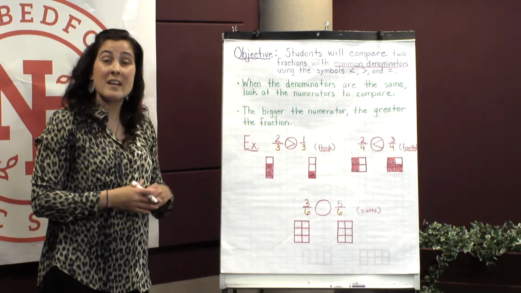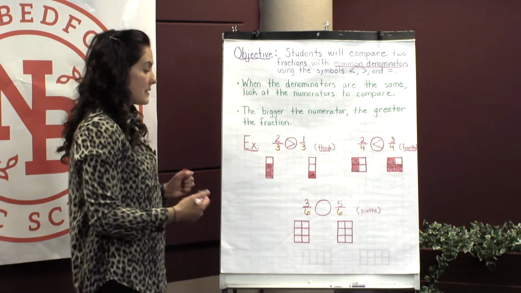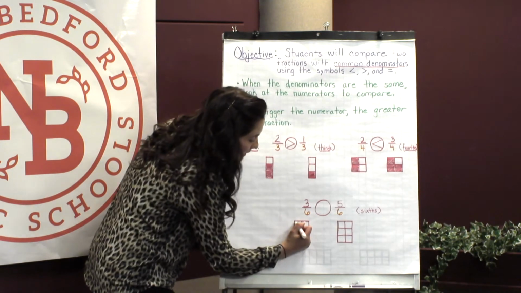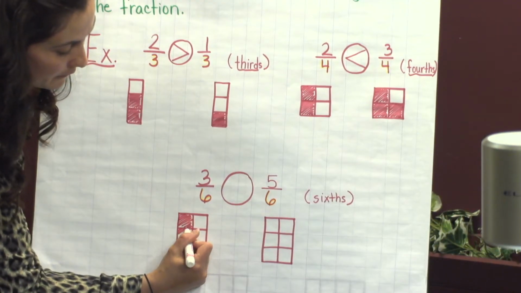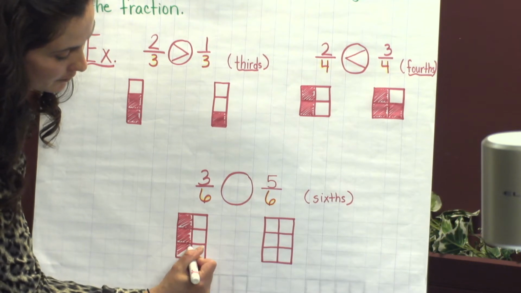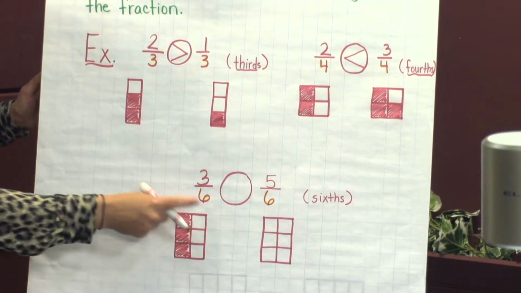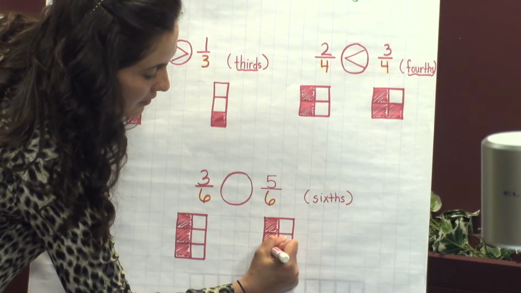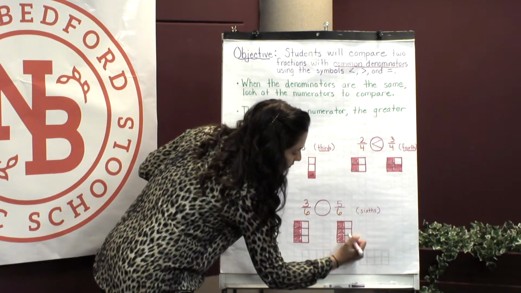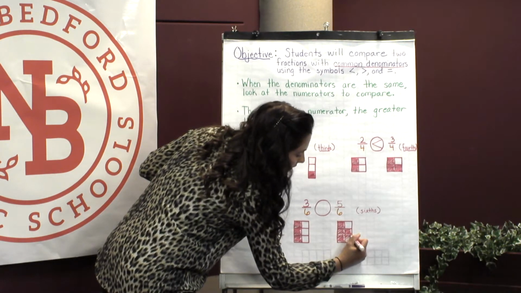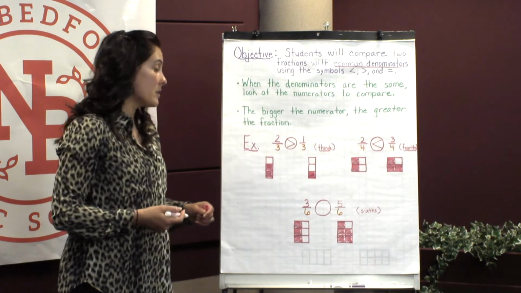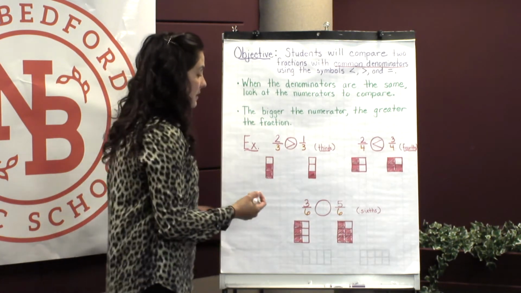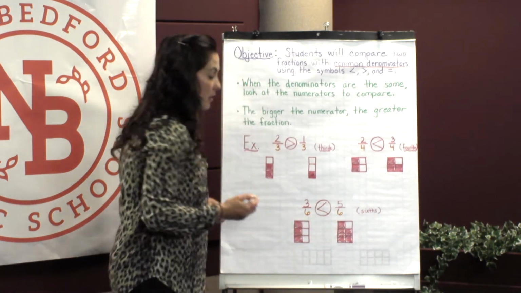We're going to do one more, and then we're going to shift our focus. 3/6, 5/6. Both wholes are broken into 6. We would shade in 3 parts here. Three parts out of 6 are shaded, and 5/6. So let's go ahead and do that. 1, 2, 3, 4, and 5. So by looking at it, you know 3 is less than 5, but 3/6 is also less than 5/6. So the arrow points to the smaller fraction.